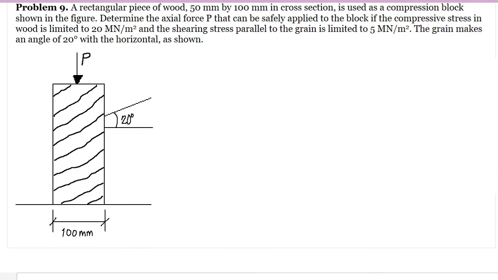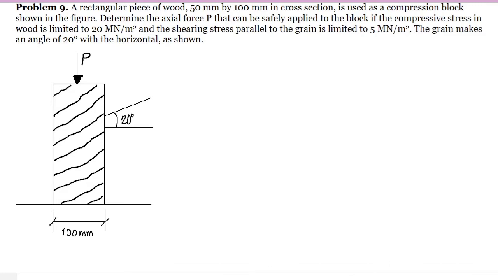Problem number 9, a rectangular piece of wood 50 mm by 100 mm in cross-section is used as a compression block shown in the figure. Determine the actual force P that can be safely applied to the block if the compressive stress in the wood is limited to 20 meganewton per square meter and the shearing stress parallel to the grain is limited to 5 meganewton per square meter. The grain makes an angle of 20 degrees with the horizontal as shown.